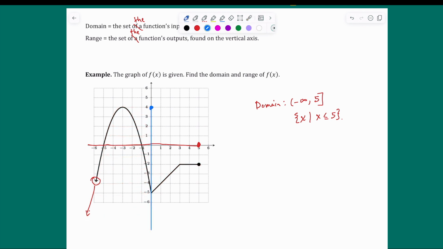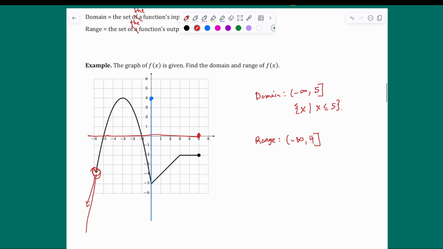And so the range of this function is going from negative infinity to positive 4. And it looks like it attains the value 4. In other words, once again, the arrow here means it's going indefinitely this way, down. So you're getting all those y values, or values on the vertical axis, all the way from negative infinity up to 4.